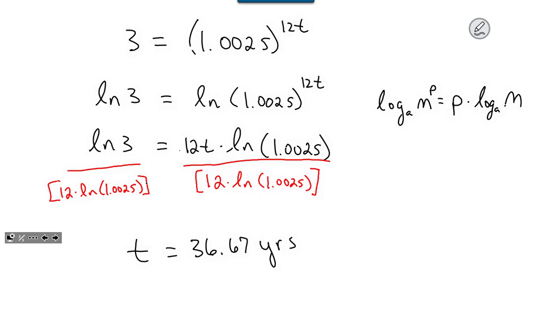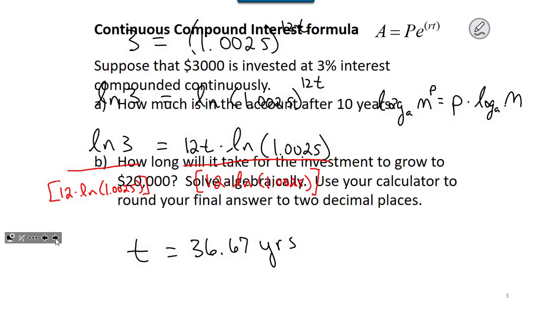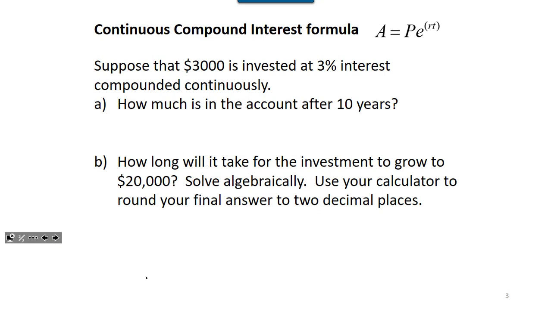All right, so let's look at one more example, just to talk through a couple of things. So it says, suppose that $3,000 is invested at 3%. So same kind of setup as before, compounded continuously. So read very carefully because you have just regular compound interest, which is a different formula. If they ask you about being compounded continuously, then you're going to have to switch to a different formula.